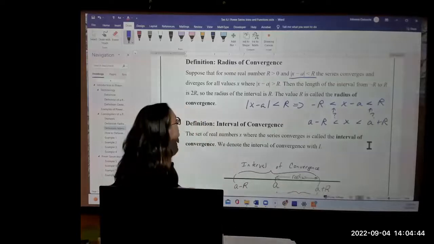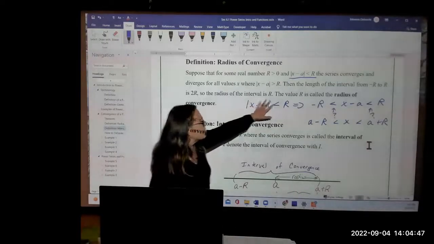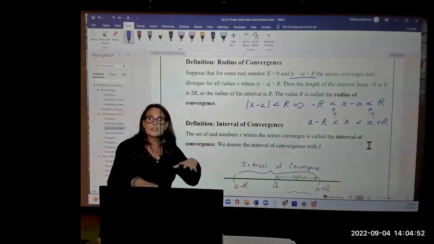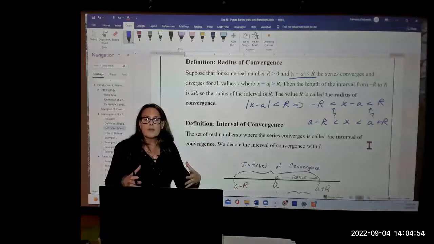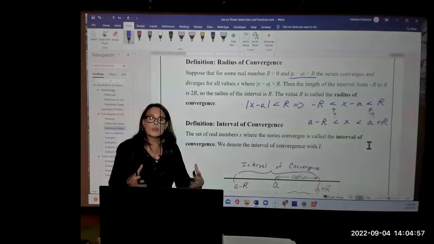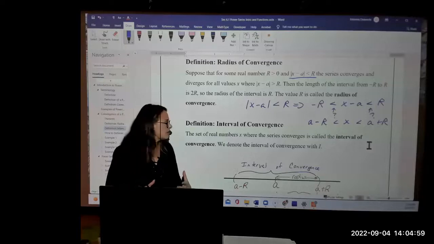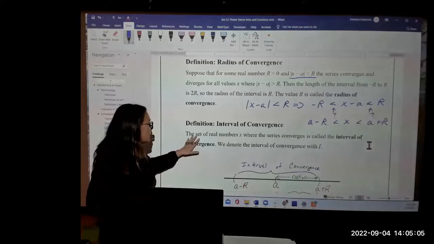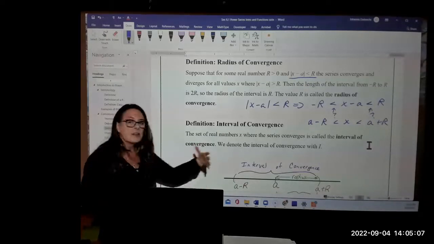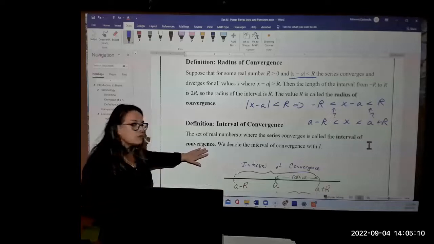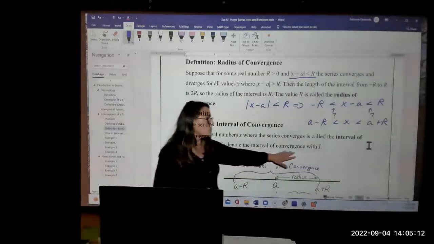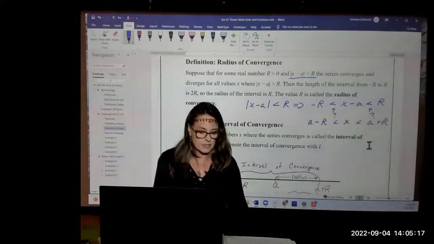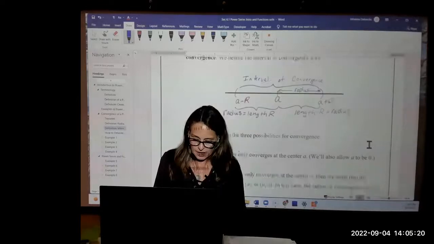So let's look back at the definition. This value, uppercase r, is called the radius of convergence, right? So it's the value around the center within which the power series will converge. And again, we'll have to check the endpoints specifically. Now, we call the interval from a minus r to a plus r the interval of convergence, and we often denote it with an italicized uppercase I. So you'll see this in the notes quite a bit, this uppercase I.